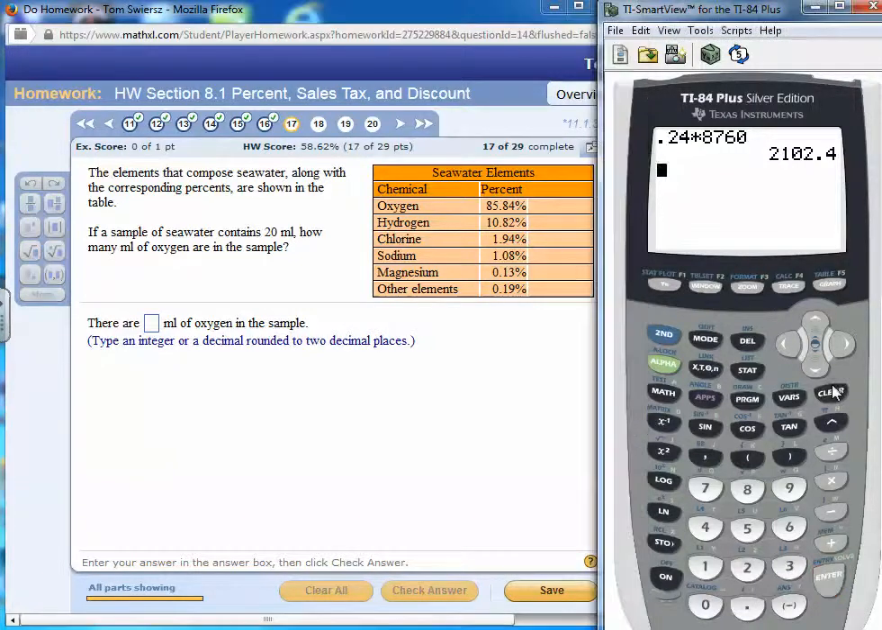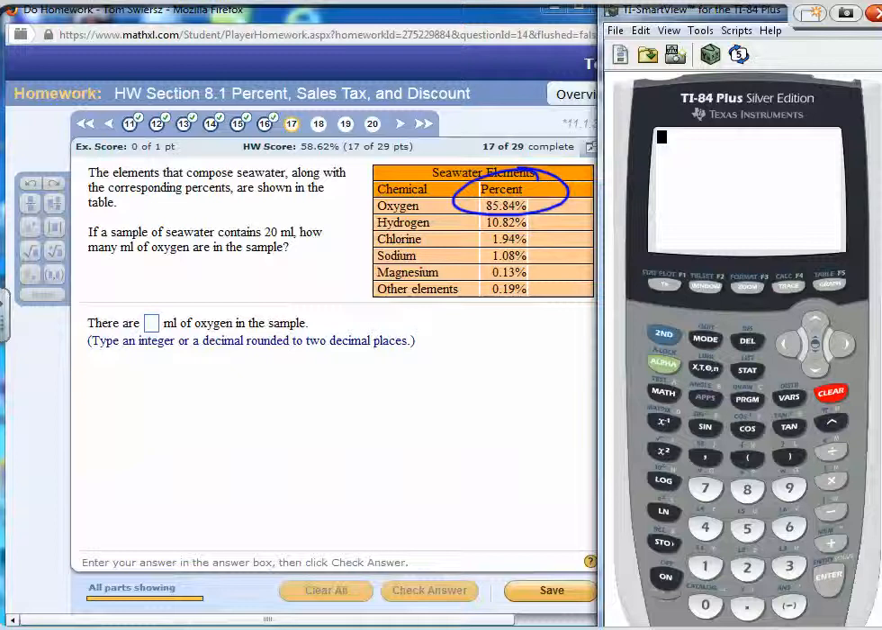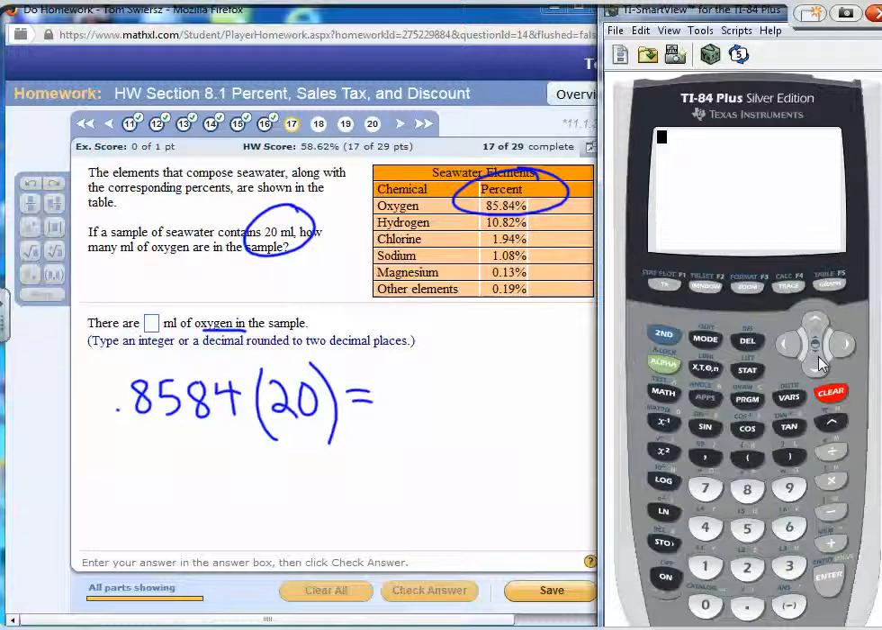Number 17. The elements that compose seawater along with the corresponding percents are shown in the table. If a sample of seawater contains 20 milliliters, how many milliliters of oxygen are in the sample? Oxygen is 85.84%, so 85.84% of the total, which is 20. Change it into a decimal by moving it over 2 places: 0.8584 times the total, 20, of the whole sample will give us the amount of oxygen. So 0.8584 times 20.